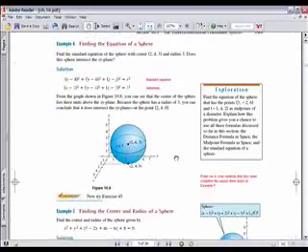So if we have a center of (2, 4, 3) and a radius of 3, it's x minus 2 squared plus y minus 4 squared plus z minus 3 squared is equal to 3 squared.